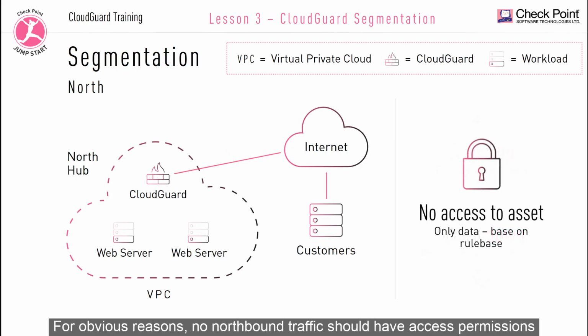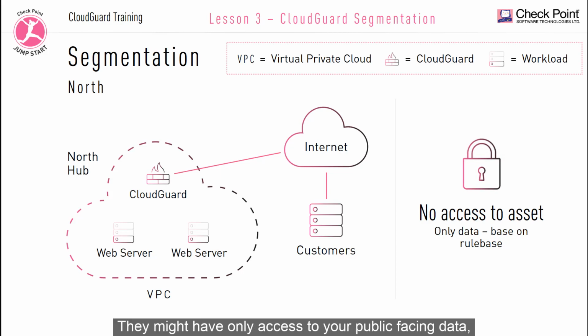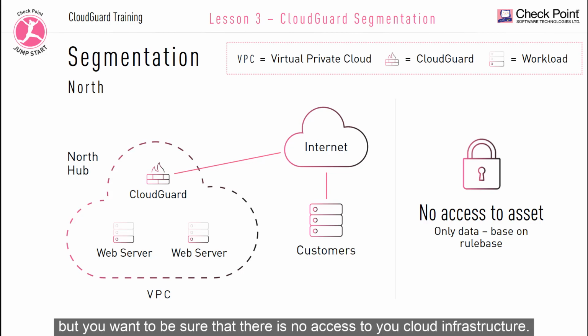For obvious reasons, no northbound traffic should have access permissions to your cloud infrastructure. They might have only access to your public-facing data, your web servers, your databases, but you want to be sure that there is no access to your cloud infrastructure. And this includes load balancers, firewalls, gateways, workloads, and so only approved protocols, services, and applications will be allowed.